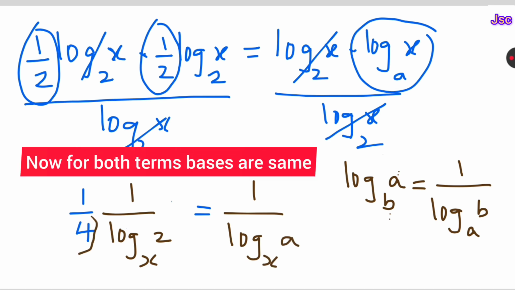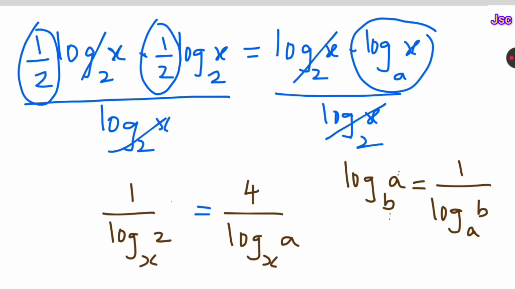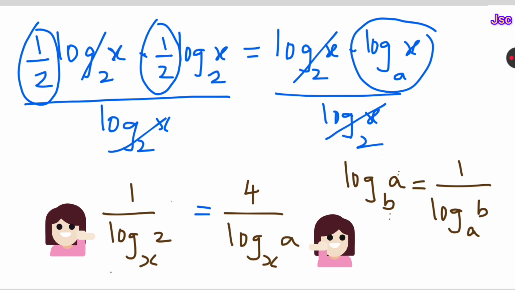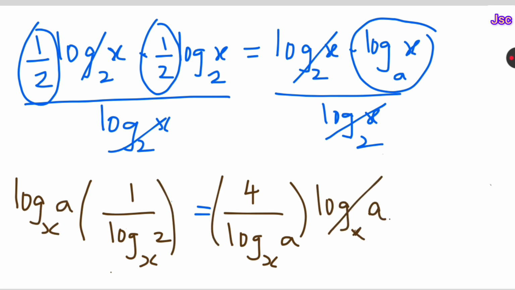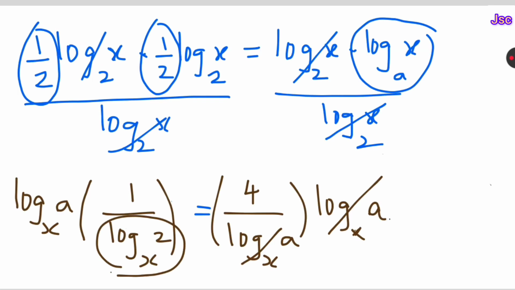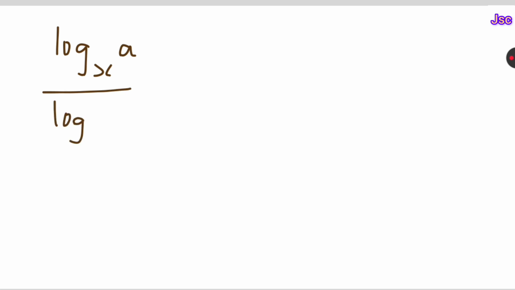Now here we have a 4 in the denominator. If you multiply both sides by 4, then we get cancel here. We got only 1 over log 2 with base x, that is equal to 4 over log a with base x. Left hand side we have a logarithm term and right hand side also a logarithm term. Let's make it on one side, then it is easy to solve. So both sides again I am multiplying by log a with base x. Then after cancelling here and here, we got only log a with base x over log 2 with base x, that is equal to 4.